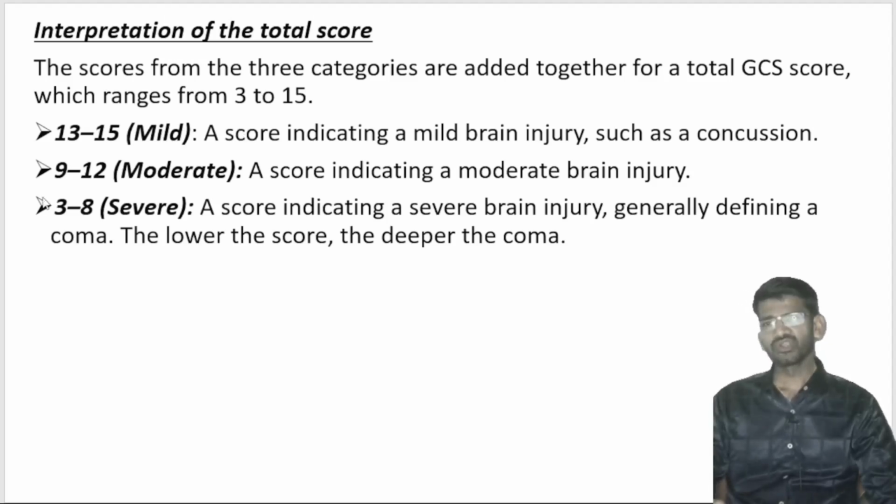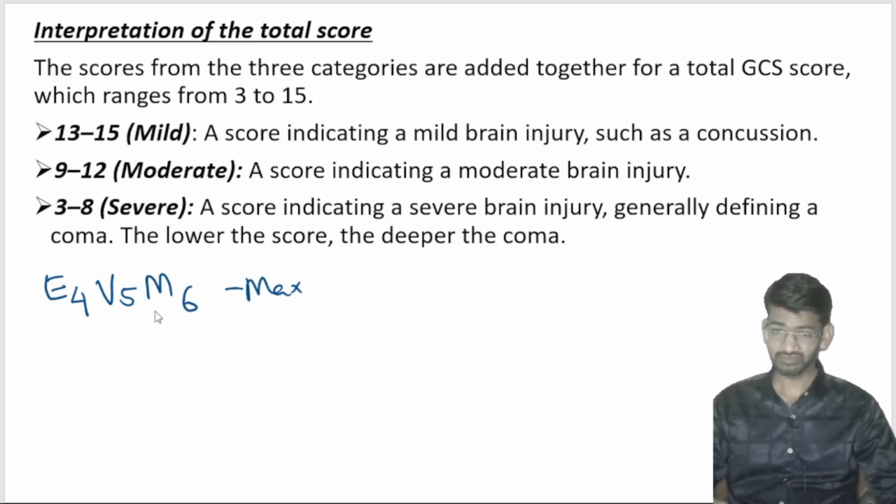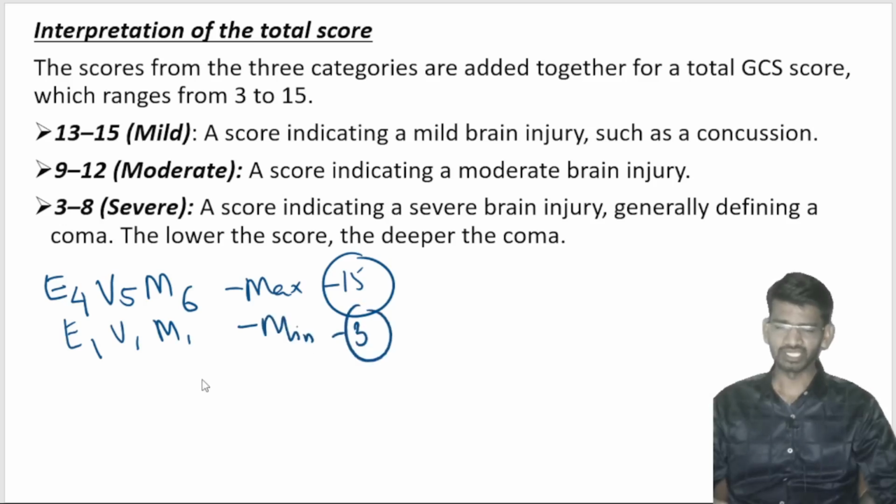So the next is how do you interpret the score. So as I told, E's maximum score is 4, V's maximum score is 5, and M's maximum score is 6. So if you add all these things, 4 plus 5 plus 6 is 15. So the maximum score will be 15, and the minimum score, as I told, every component has 1. So minimum score is 3. Okay, so the patient can have a score of minimum 3 or maximum of 15.